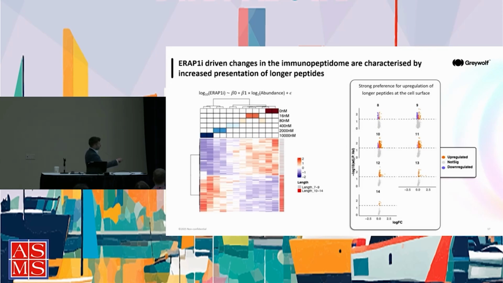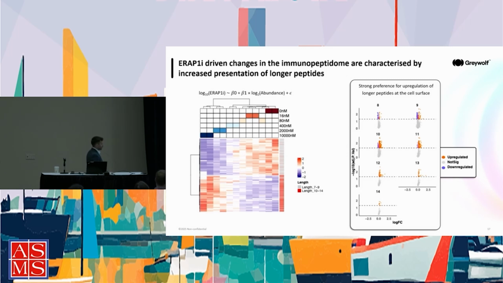And what is really interesting to see is if you follow my cursor here, so 0 nanomolar being our DMSO samples, those peptides that have relatively higher abundance in DMSO that then decrease with increasing concentrations of the drug, so they end up with relatively lower abundance at 10 nanomolar, are generally all those peptides that are 7 to 9 mers in length.